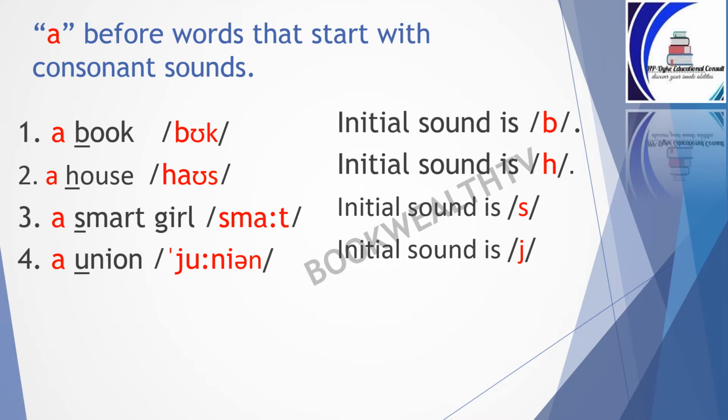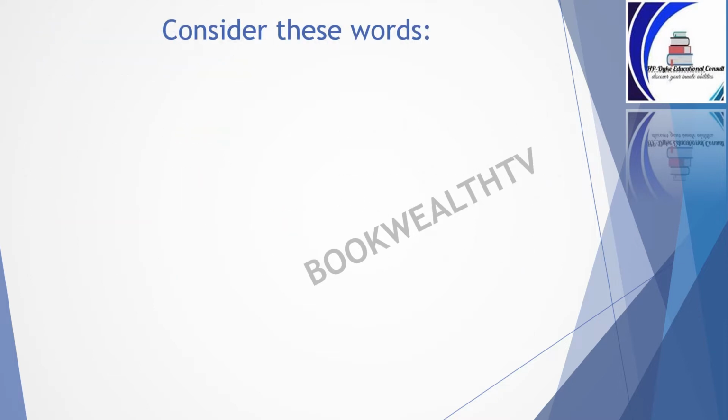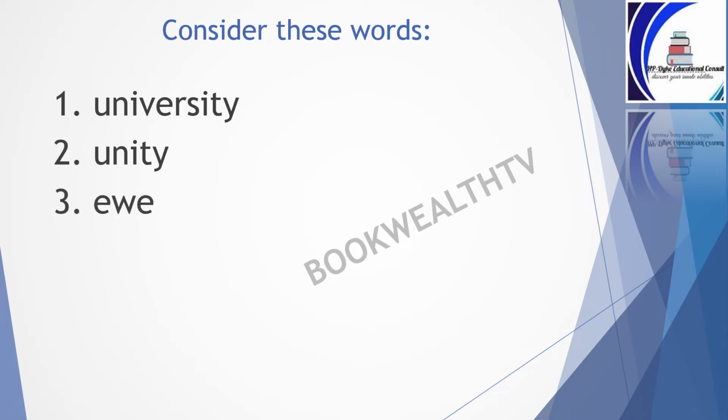Let's see more examples of words that begin with vowel letters but actually have a consonant sound. Consider these words: university, unity, you, European. Even though these words begin with U and E respectively, the first sound in all of them is the consonant Y. Hence, they are expected to take article A.